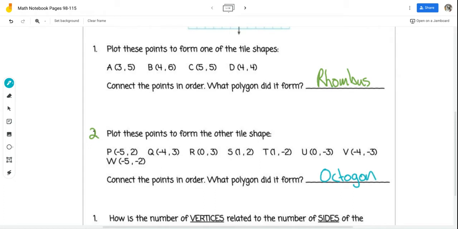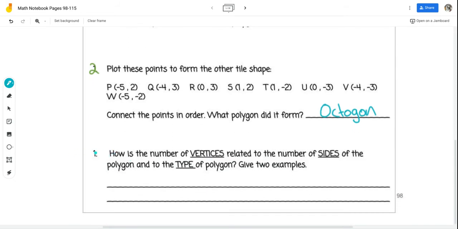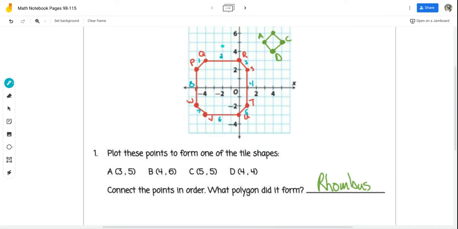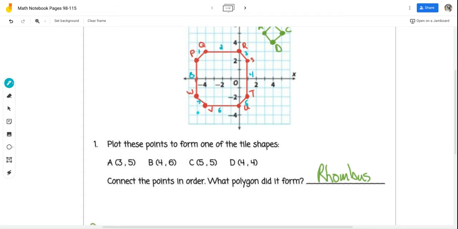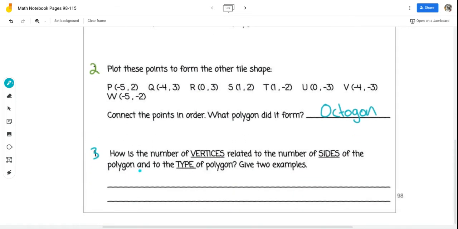Okay. Now, question number 3 says, how is the number of vertices related to the number of sides of a polygon and to the type of polygon? Give 2 examples. Well, vertices are the corners where the polygon shape turns. So in this case, the points are where the vertices are located. Now, it has the same amount of vertices as it does sides, and that's something we can mention here. How is the number of vertices related to the number of sides?